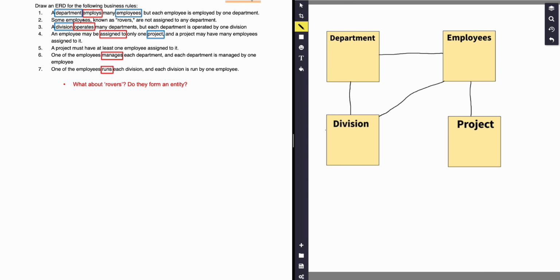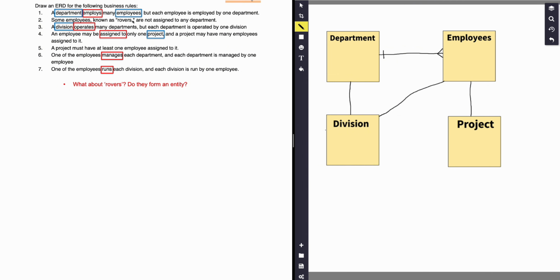Let's go through the connectivity now. So it says the department employs many employees, so we can go straight away to many. But each employee is employed by one department. So each employee is employed by one department. So all we know now is that the department employs many, and the employee is only employed by one department.